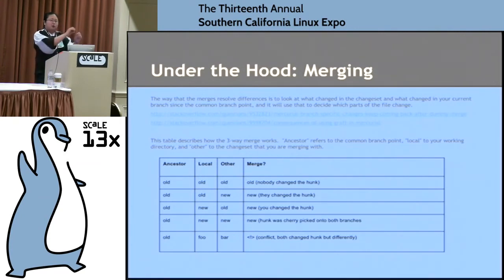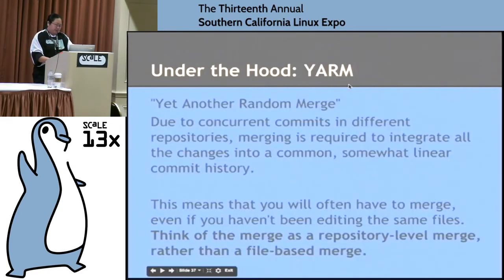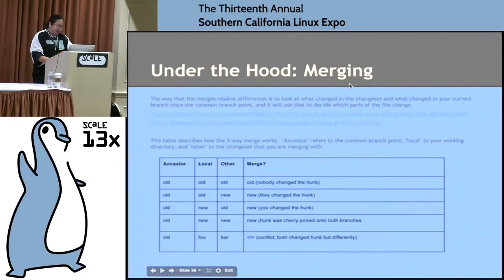How does it know which part of the file is new? And I'm sorry that the font is impossible to read on those links, but these are Stack Overflow links. And one of them goes into great detail about how merging algorithms work.